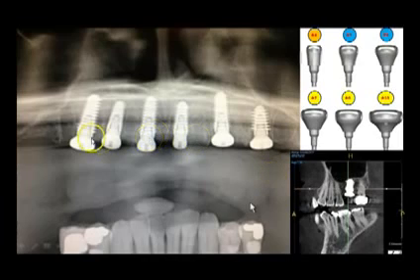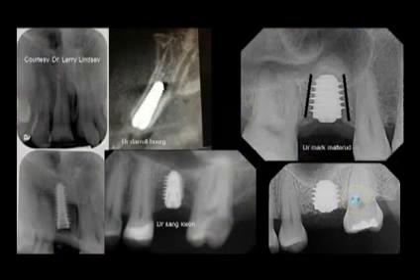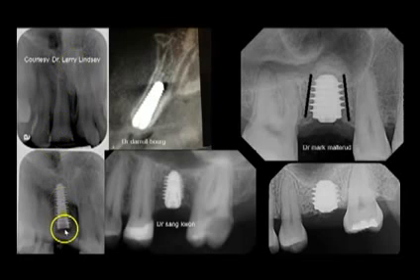So you can very easily load these implants. You could easily put a soft reline denture into these with your healing abutments in there for retention. Here's another nice case. Look at that large molar here, large flared healing abutment there. Okay, Dr. Larry Lindsay, immediate extraction, immediate implant placement.